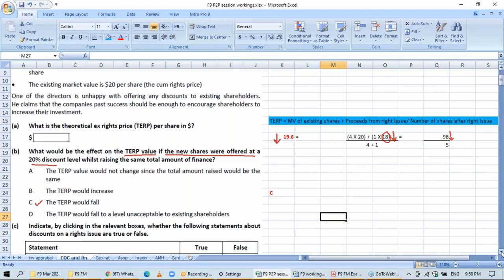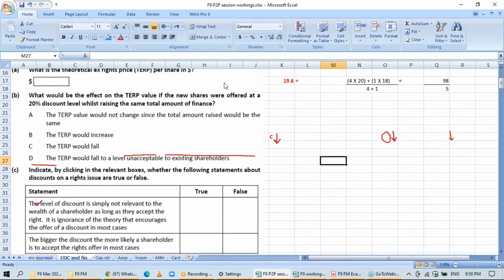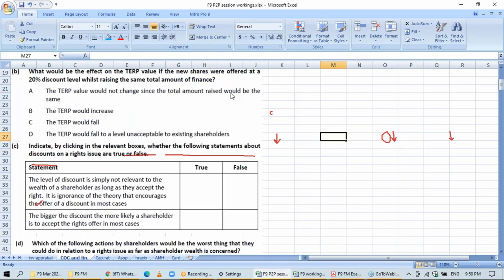Okay. Moving on to the next one. Okay, please let's read this question. What does it say?